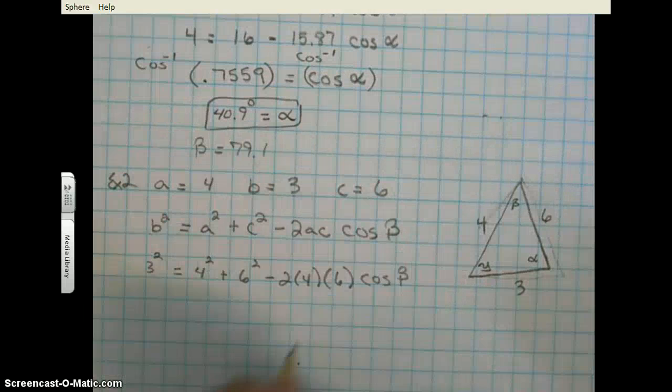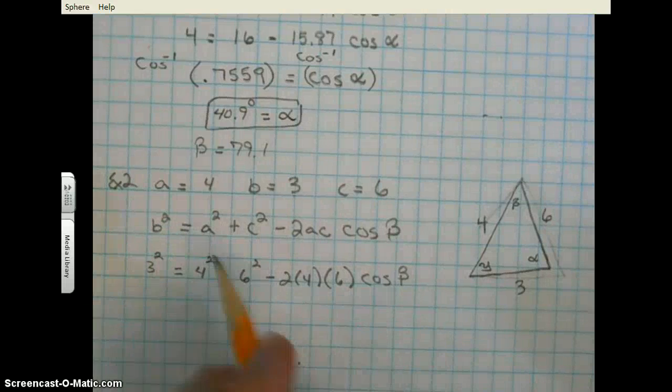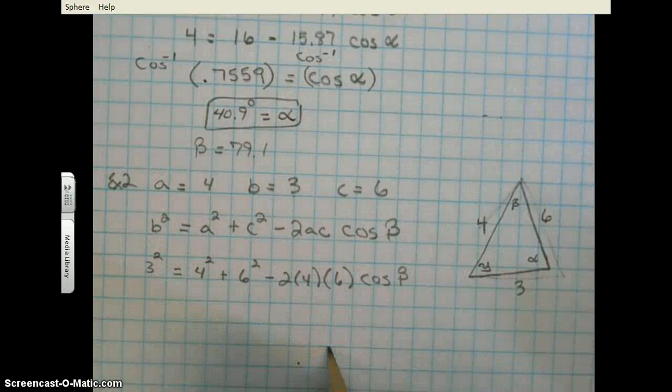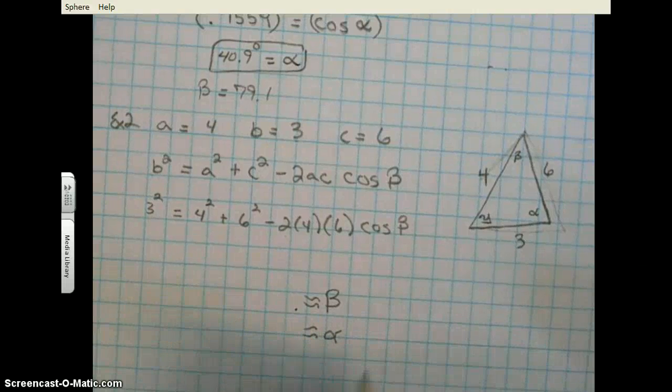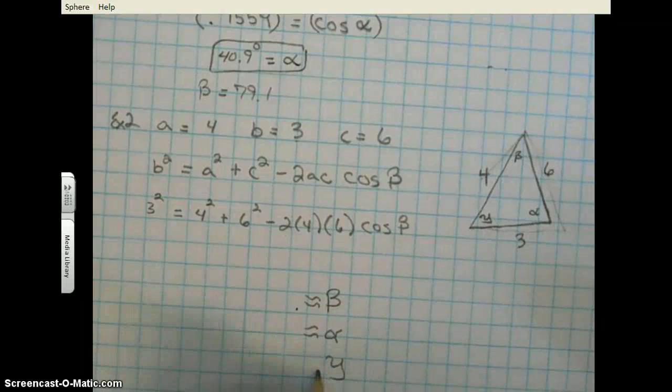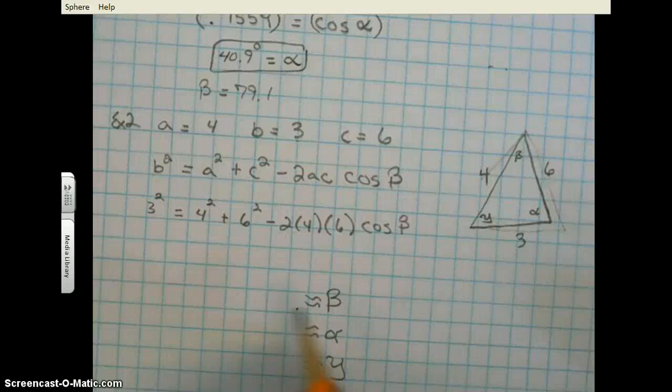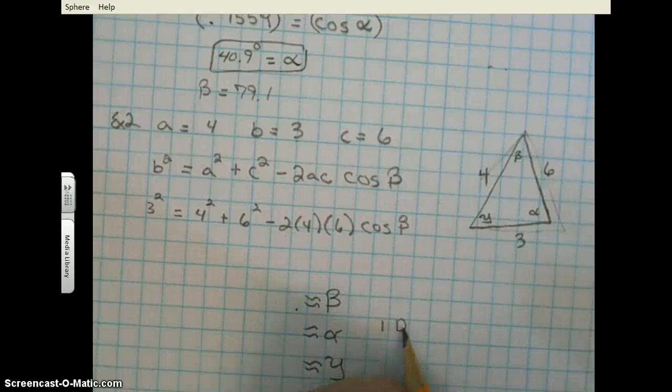Okay? Now, when I check your notes, I am going to see if you got the correct answer for beta, alpha, and gamma. Remember, when doing angles, 1 decimal.